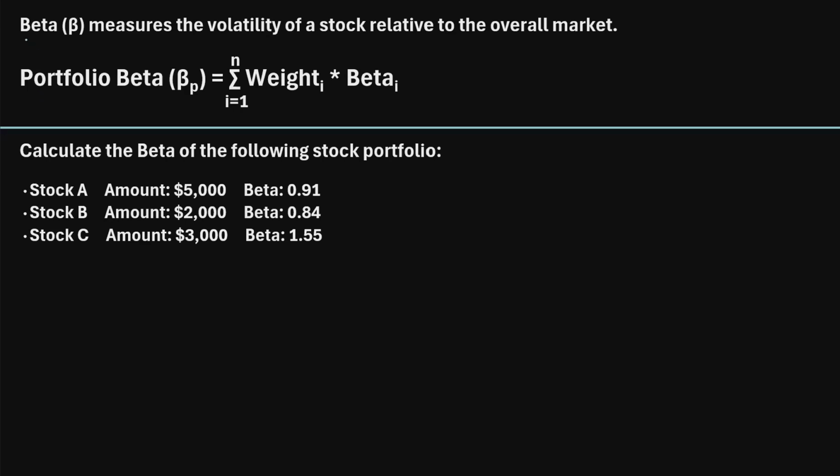In finance, we use the term beta to measure the volatility of a stock relative to the overall market. So we say that the beta of the overall market, which is usually measured by something like the S&P 500, has a beta of 1.